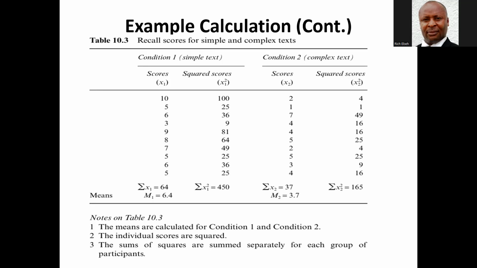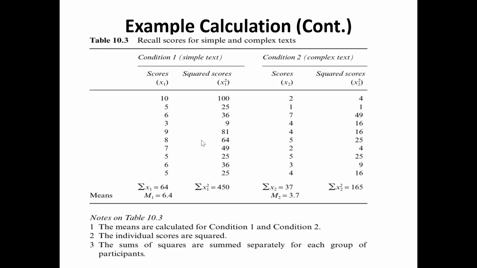Now, you have to calculate the sum of X1, which in this case is 64. Then the mean is 6.4. And then the sum of X2 is 37. The mean for X2, that is mean 2, is 3.7.